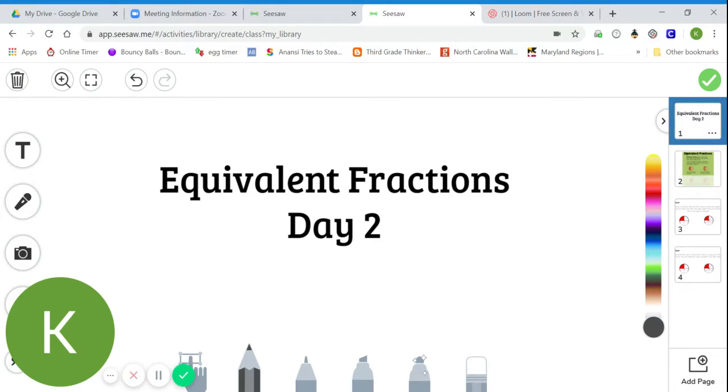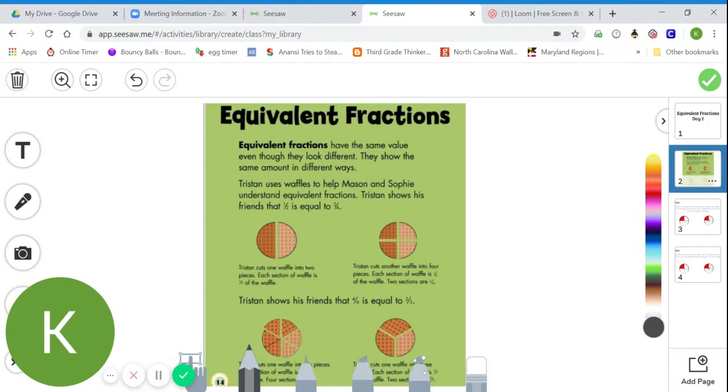Today we're going to be looking at equivalent fractions. So before we left school, we had talked a lot about equivalent fractions. Today we're going to focus on reviewing what an equivalent fraction is and finding equivalent fractions within models. Let's start here.